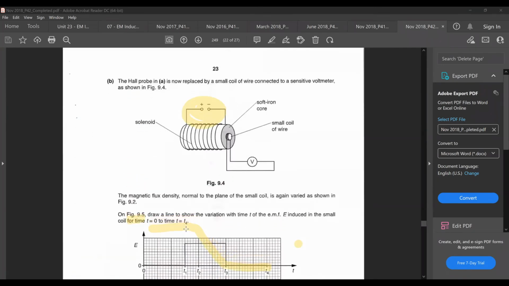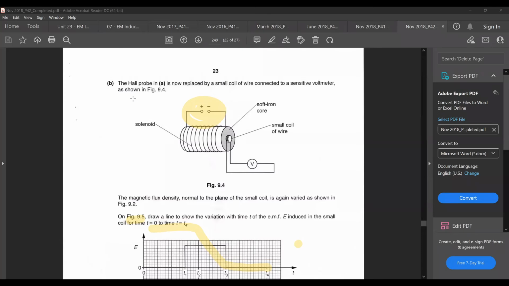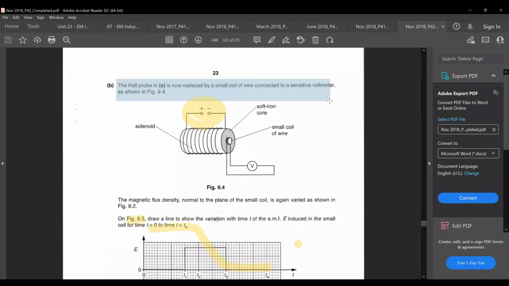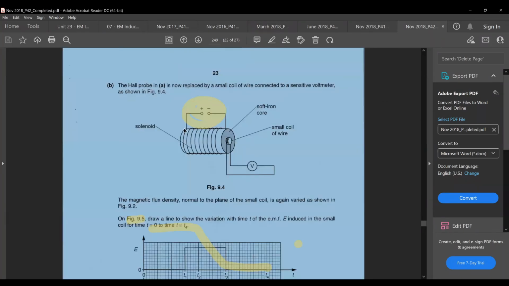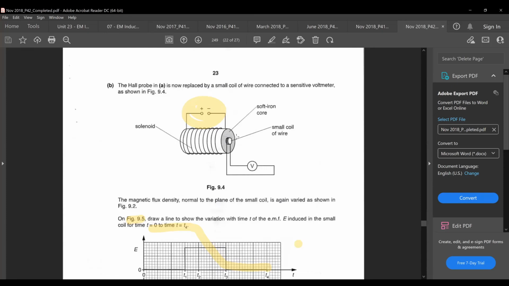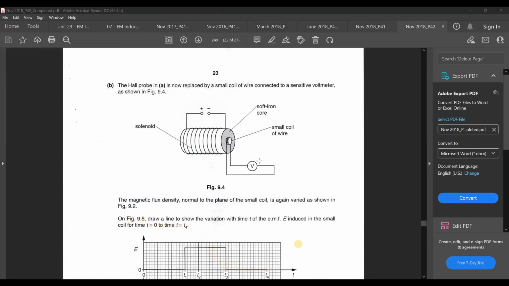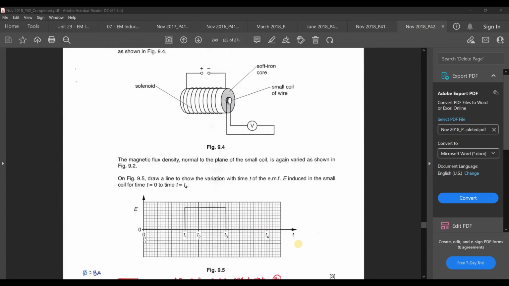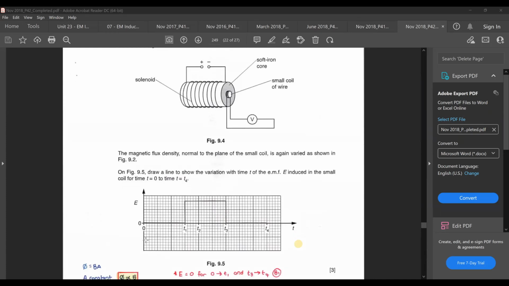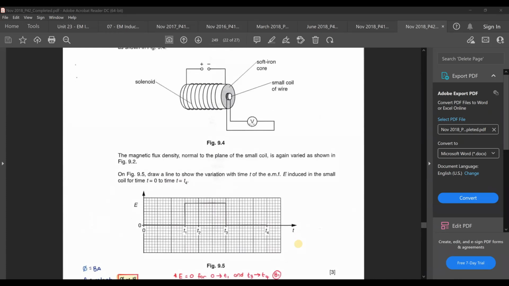this is on the second page. Yeah, sorry. Yeah, part B, they tell you the hall probe now is replaced by a small coil of wire connected to a sensitive voltmeter. The hall probe is taken out, they replace it with a small coil of wire. The flux density normal to the coil is again varied as shown in figure 9.2. Your magnetic flux density is varied the same way as before. So show the variation with time of the EMF induced in the small coil for time 0 to T4.